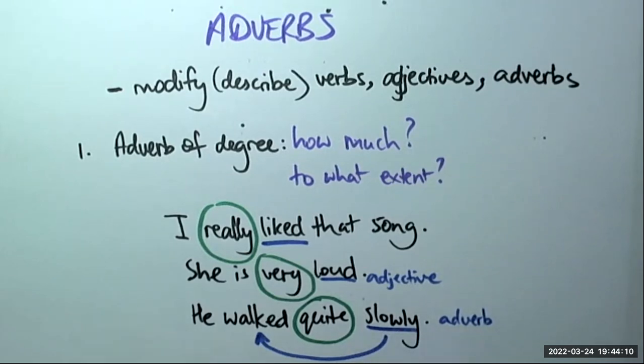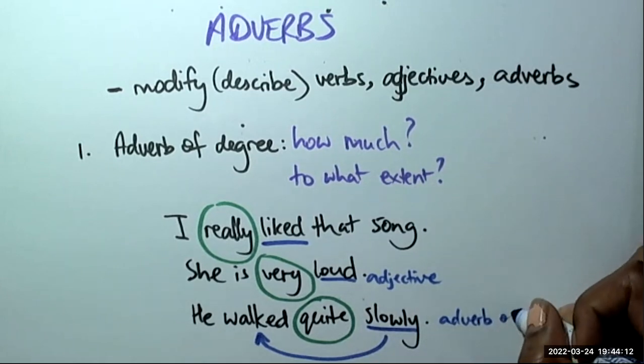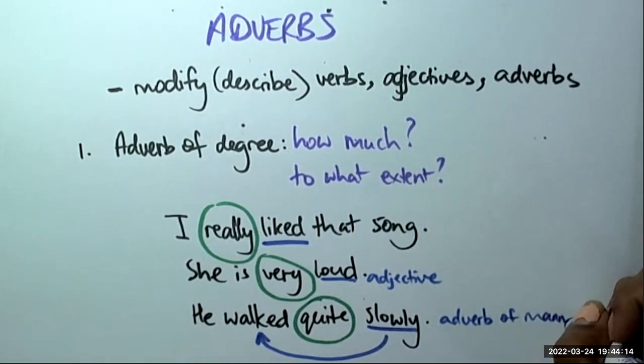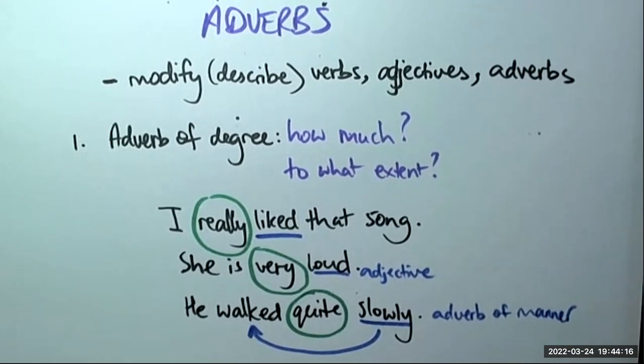Slowly is a different type of adverb. That is called the adverb of manner. So it tells you how the action is done. All right, so let's just do a little bit more practice with the adverb of degree, and then we'll talk about the adverb of manner.